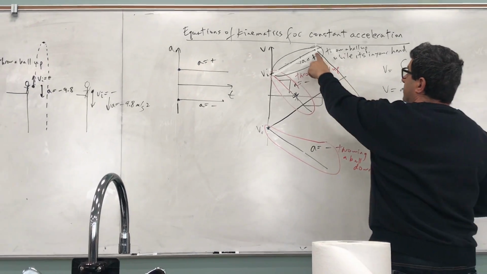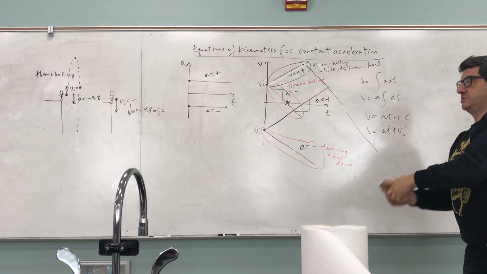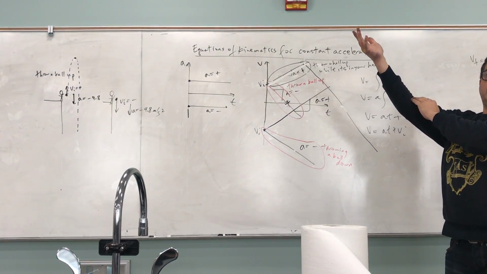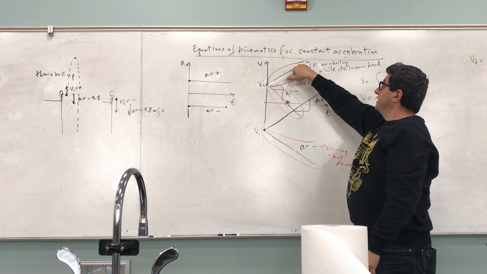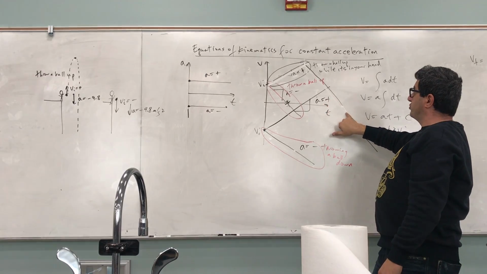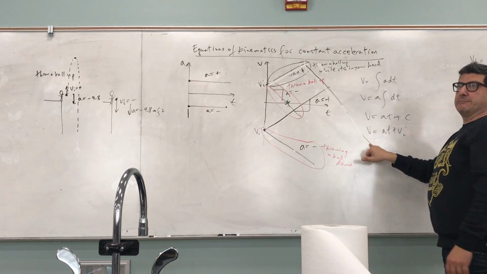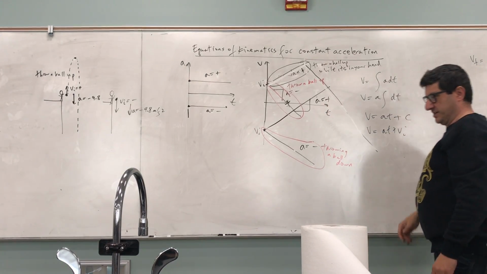So notice, as soon as you let go, it's still going up. Why? Because it had a certain velocity right here, you see? Then it takes time for the velocity to drop to 0, and then the object turns around, you see?